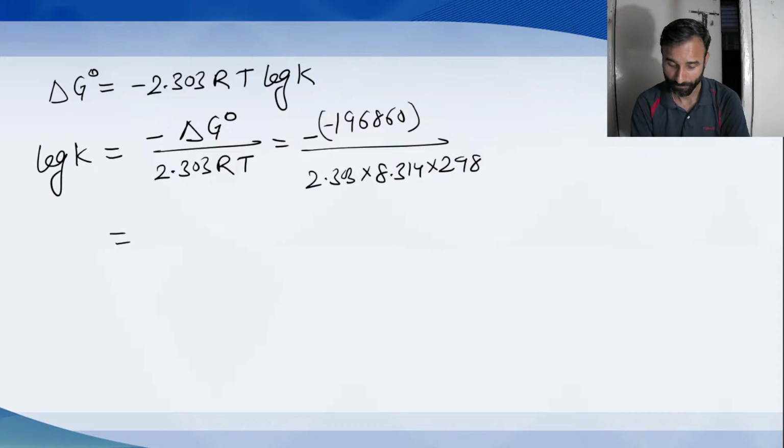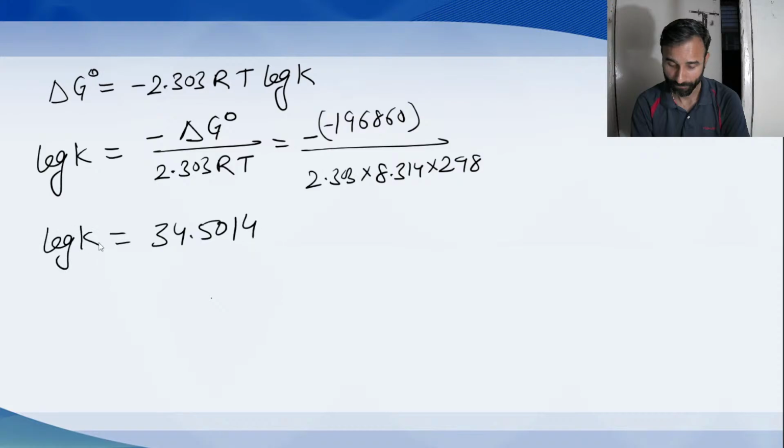196860 divided by 2.303, divided by 8.314, divided by 298 is 34.501, almost the same. 34.501.